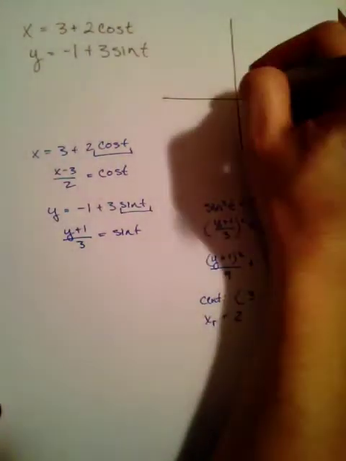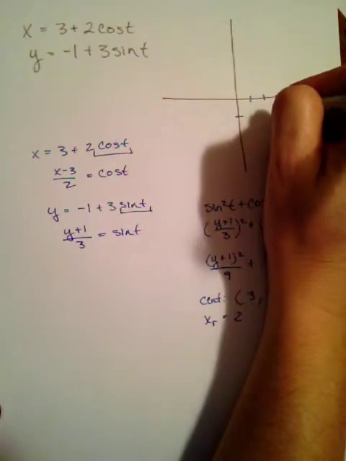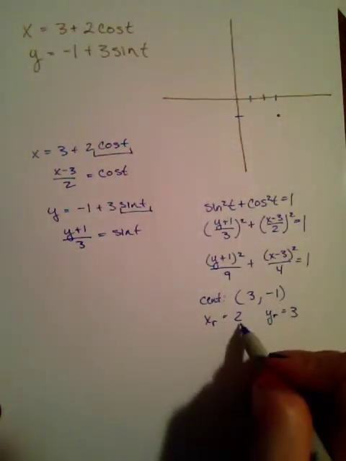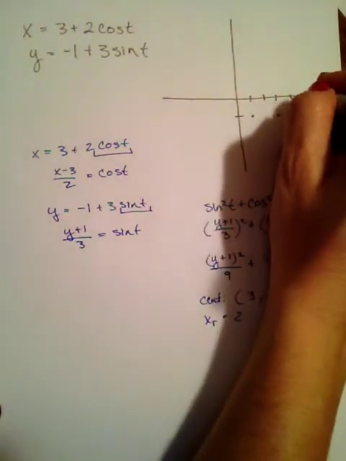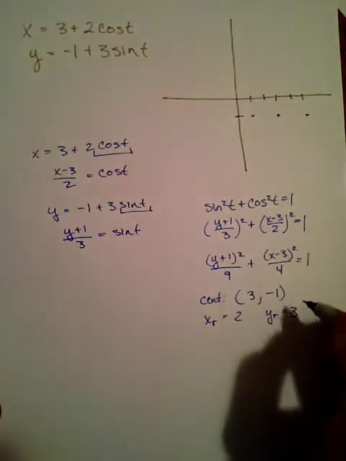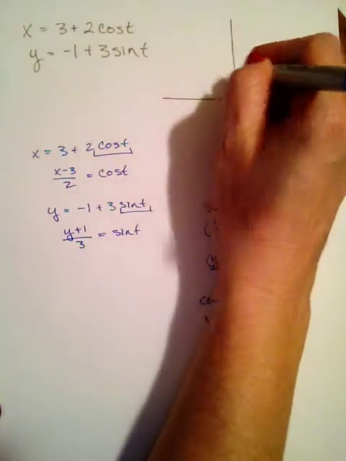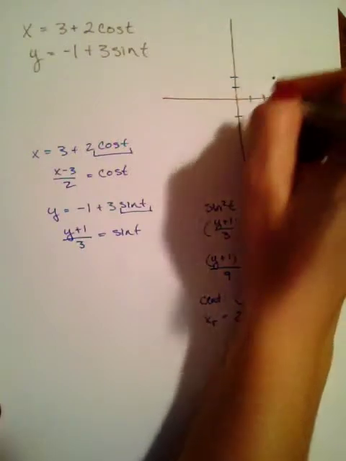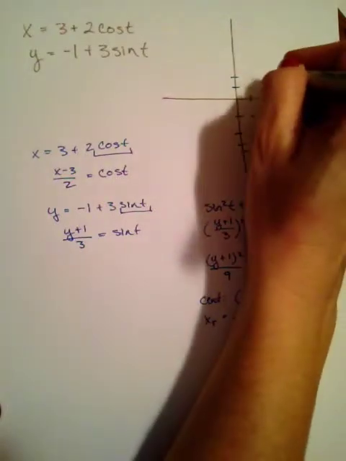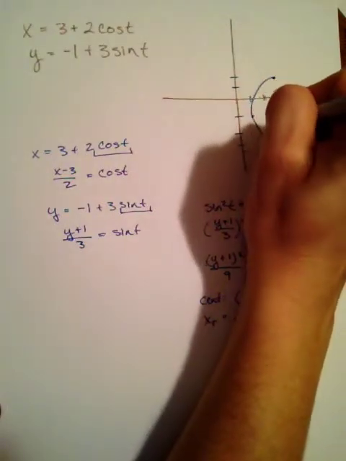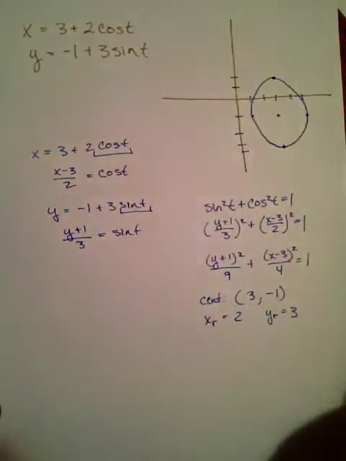So I can graph it. I can go 3 to the right and 1 down, put my center on. Now my x radius is 2, so I'm going to go 2 either direction from my center. My y radius is 3. So up 1, 2, 3, and down 3. And I have my ellipse, or my approximation of a drawing of an ellipse.